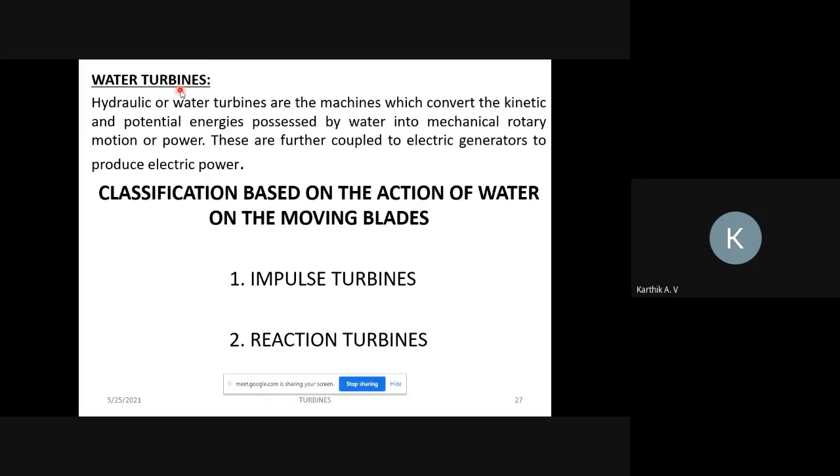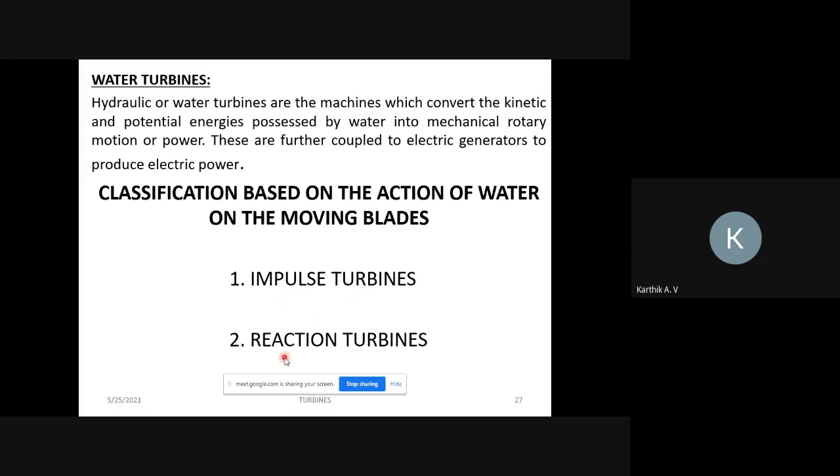Classification of turbines: two types of turbine are there, impulse turbine as well as reaction turbine. Impulse turbine is nothing but direct motion, impinging action on the blade. Water is directly hitting the blade, so that is called an impulse turbine. Impulsive force is acting on the blade, so it is called an impulse turbine.